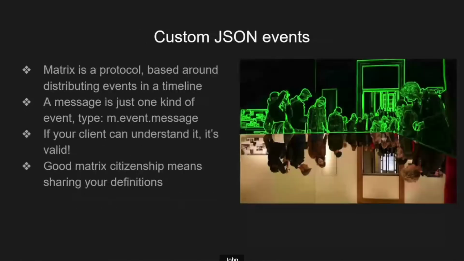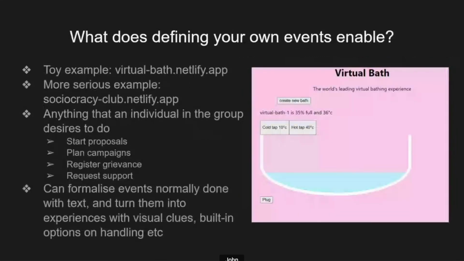Next, the other thing that we like is custom JSON events. A message is just one type of event in Matrix. If your client can understand it, it works. And you can create your own definitions and use them. Obviously, you should share them with people, but it works for us. So we've made some toy examples of defining our own events. We had a virtual bath, where the link is there. We made sociocracy, which is a very powerful way to do proposals and coordinate a group. It's just exciting. Anything that an individual can do, you can make into an event.